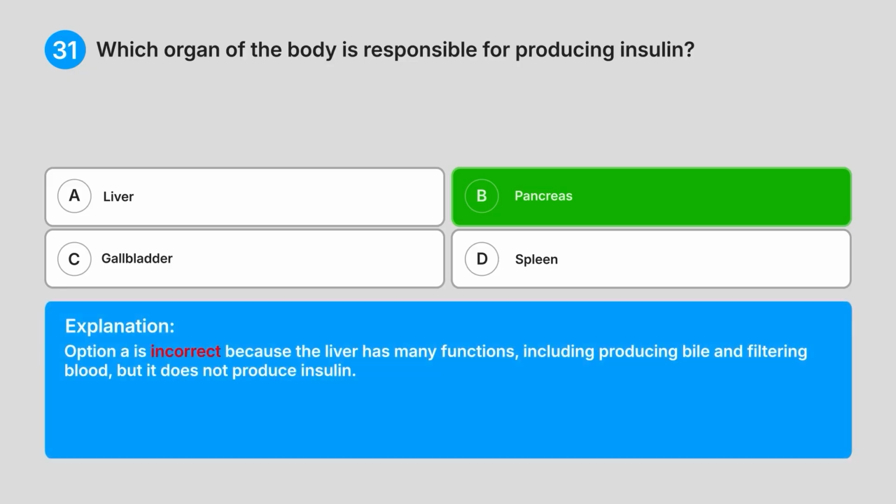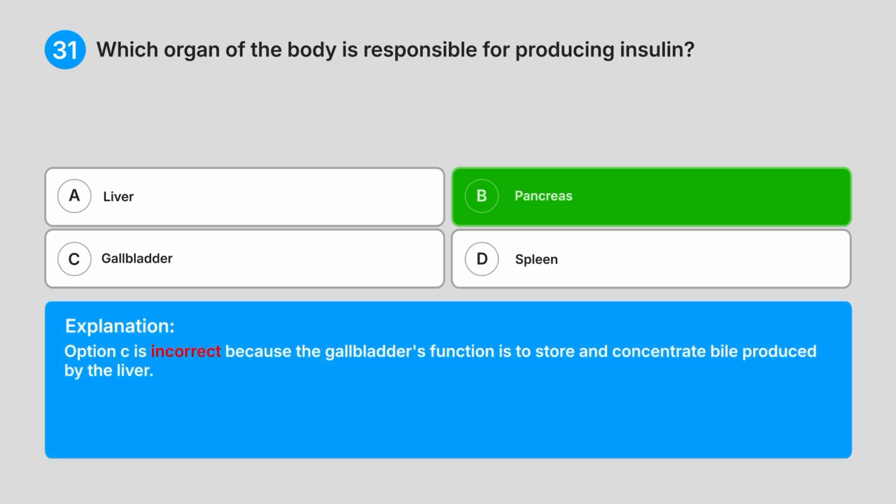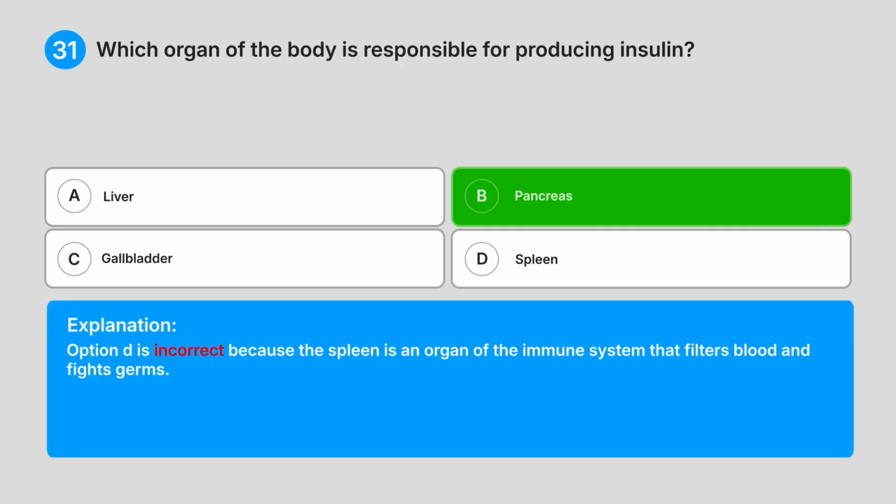Option A is incorrect because the liver has many functions, including producing bile and filtering blood, but it does not produce insulin. Option C is incorrect because the gallbladder's function is to store and concentrate bile produced by the liver. Option D is incorrect because the spleen is an organ of the immune system that filters blood and fights germs.